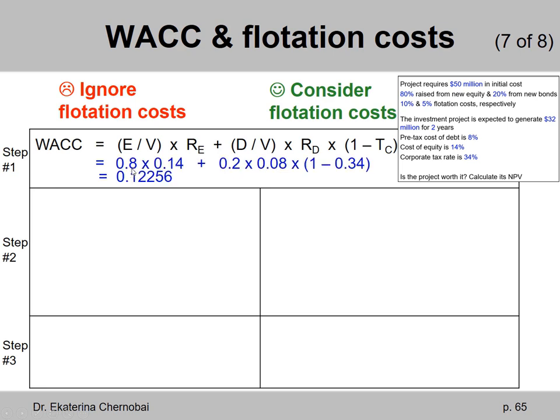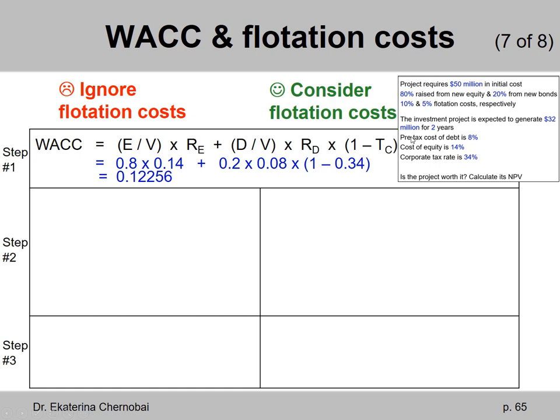So plugging in the numbers, the weight of equity is 0.8, the cost of equity is 0.14, the weight of debt is 0.2, the pre-tax cost of debt is 0.08, and we then multiply the pre-tax cost of debt by 1 minus 0.34.